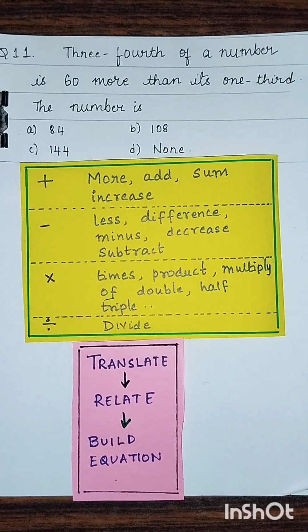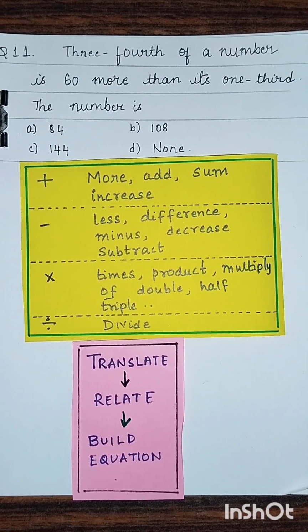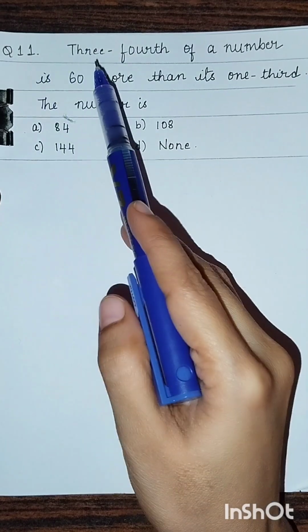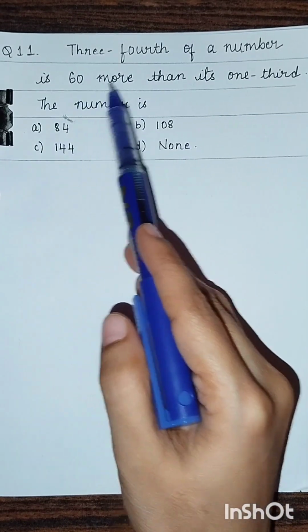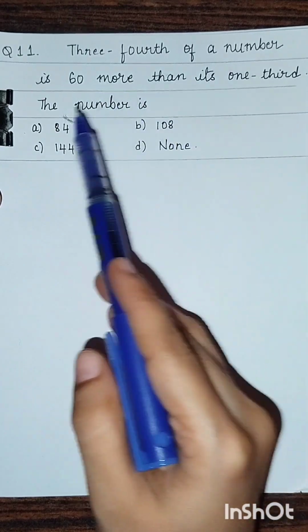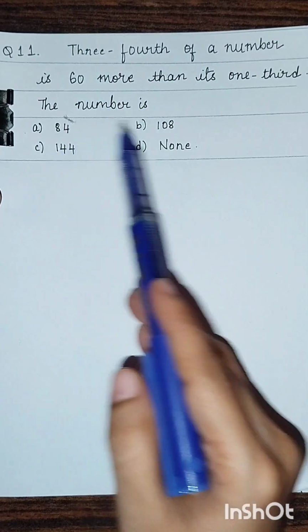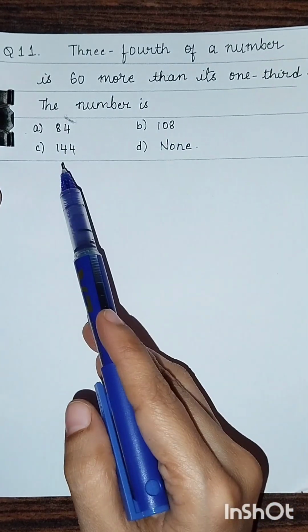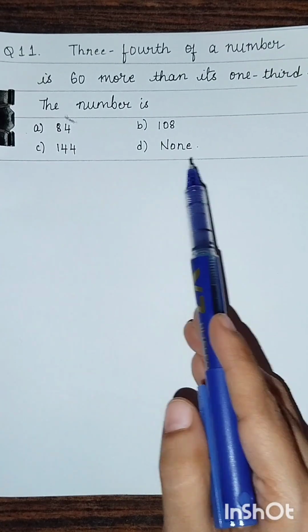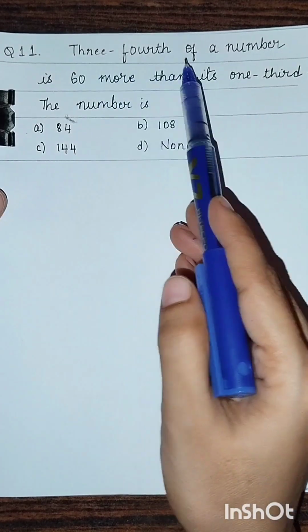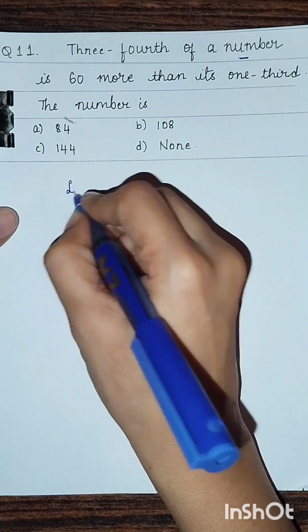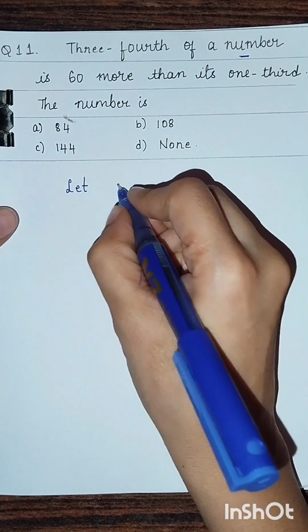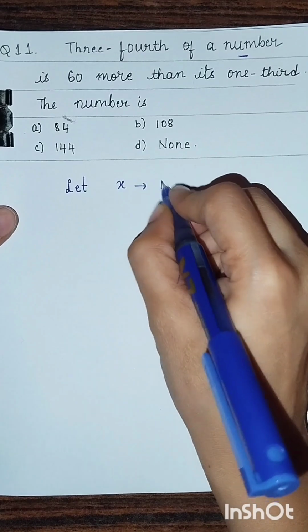So let us begin with question number 11. Question number 11. 3/4 of a number is 60 more than its 1/3. The number is 84, 108, 144, none. So 3/4 of a number, so this is unknown here. So let us label the number. Let x be the number.